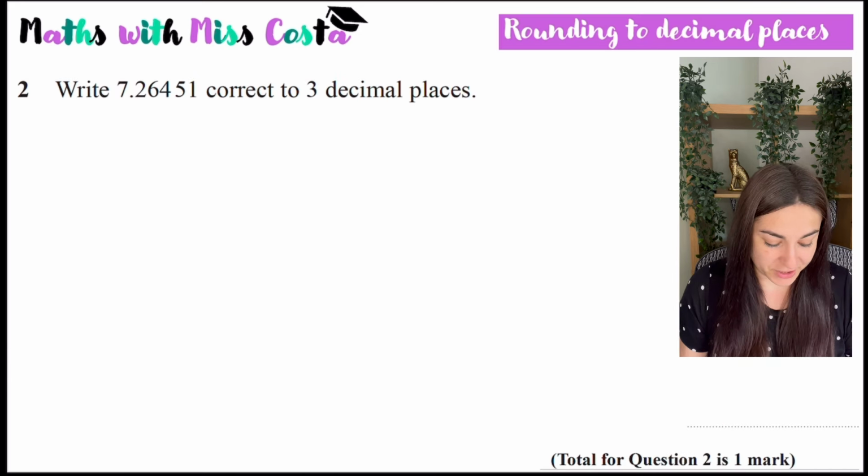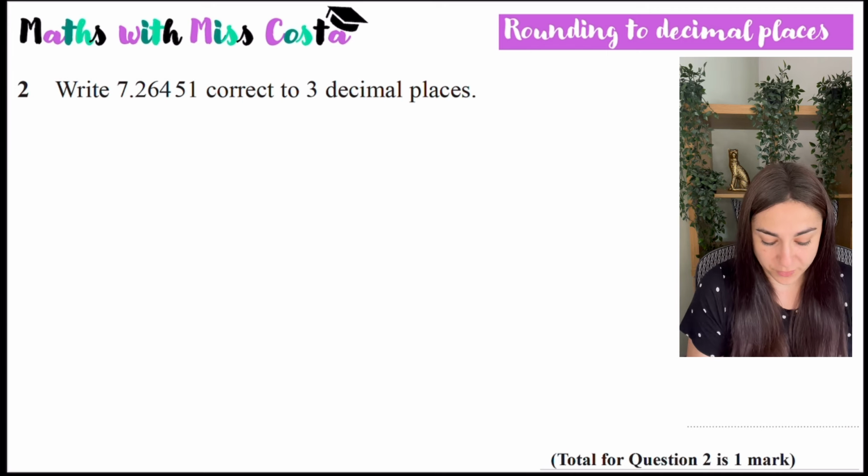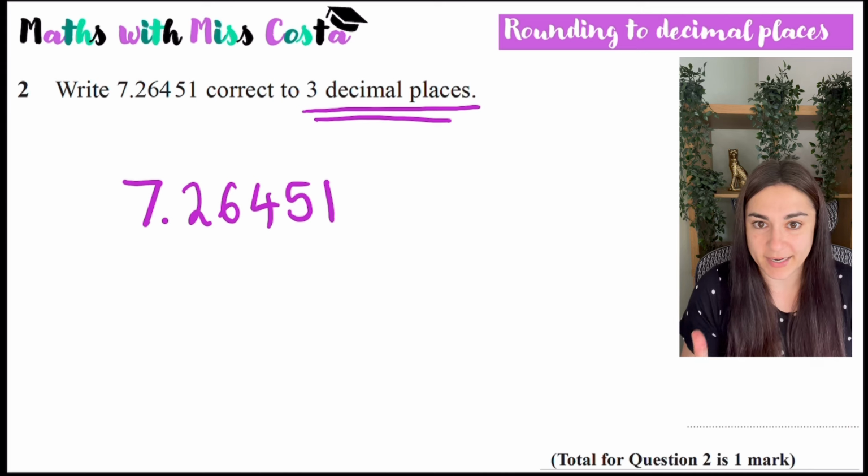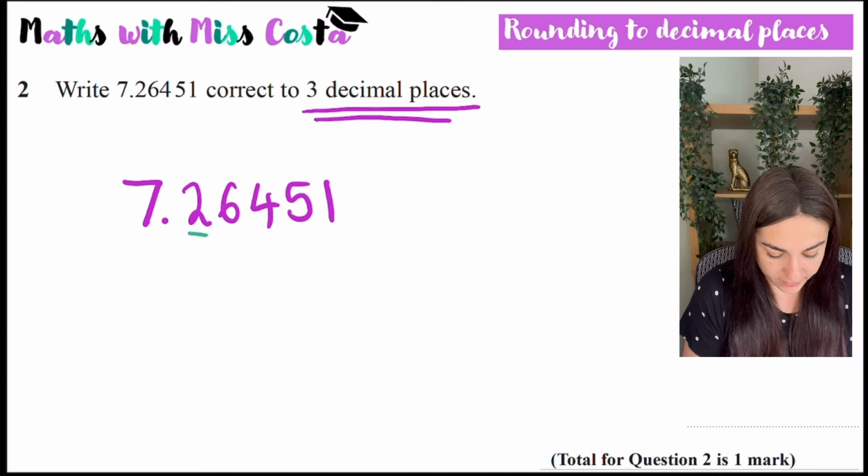Now for the next question, I'm asked to write 7.26451 correct to 3 decimal places. So what I do is I write out my number and then I circle the digit that is 3 decimal places after the decimal point. So that's 1, 2, 3.